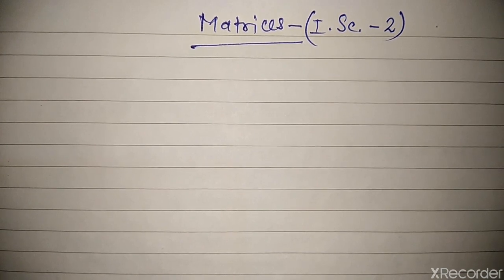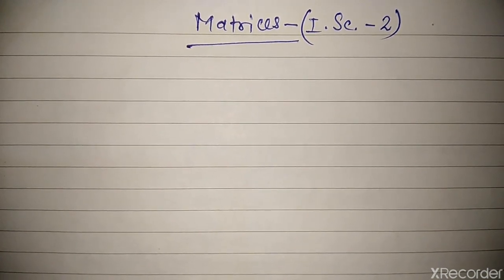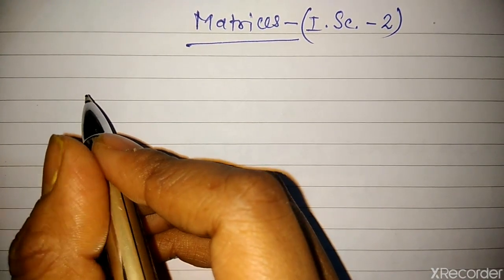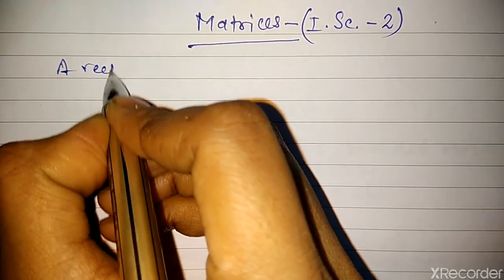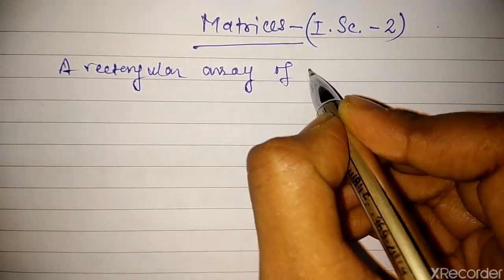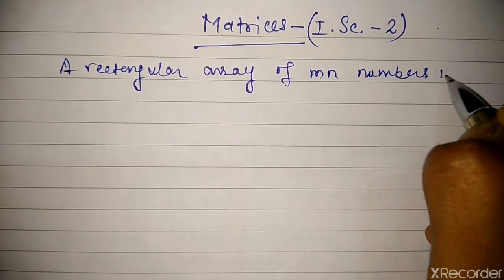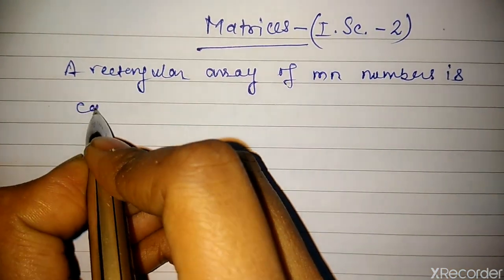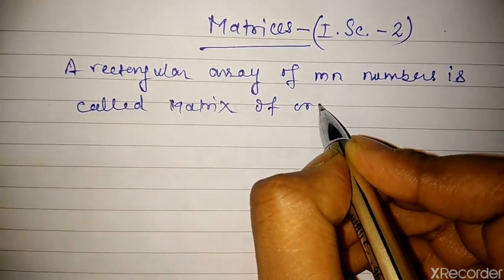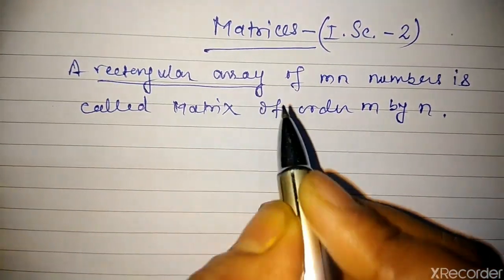Today we will discuss a chapter, matrices, from ISC second year. So let us first understand what we mean by the matrix. A rectangular array of mn numbers is called a matrix of order m by n.